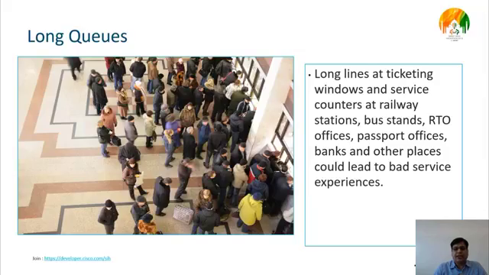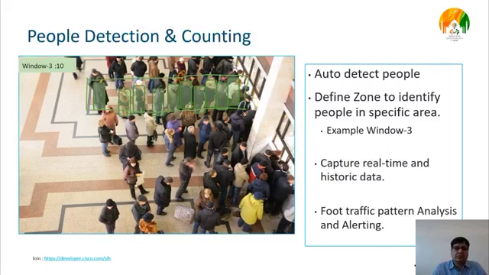Looking at the problem statement, I think most of us are very well aware of long queues at many places like railway stations, RTO offices, passport offices, banks, and many other places. These long queues typically lead to a bad service experience. The main idea is that security cameras are installed at most of these public places. What if these security cameras can be extended to auto detect and count the people seen by that camera?